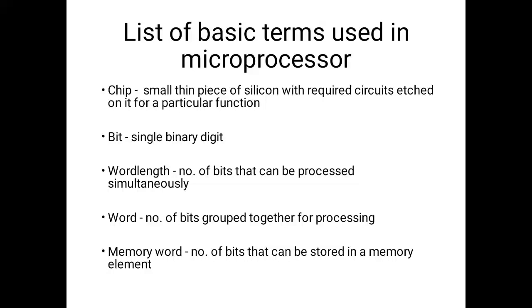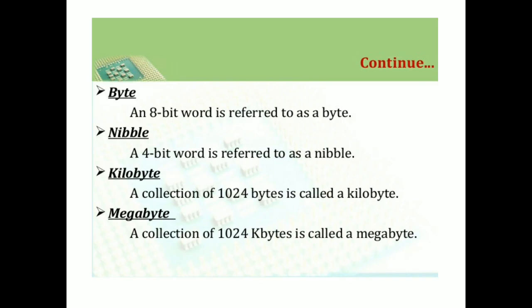The next term is memory word. The number of bits that can be stored in a register or memory element is called a memory word. Mostly all memory units use 8 bits for their memory word. The next term is byte. An 8-bit word is referred to as a byte.